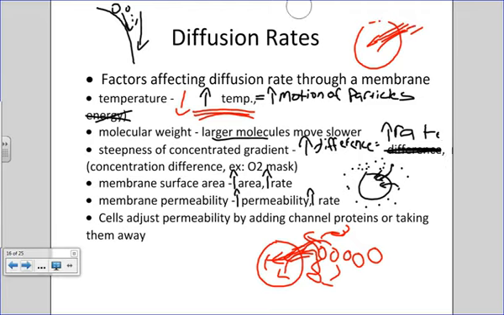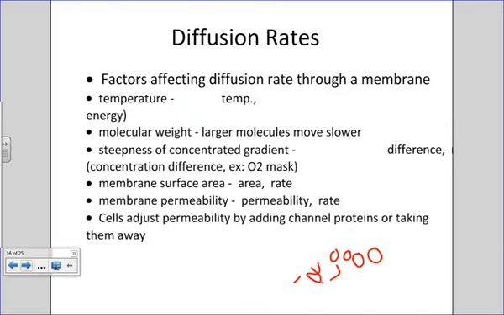Now next is something that we call the steepness of the concentration gradient. Man, this technology is awesome. The steepness of the concentration gradient.